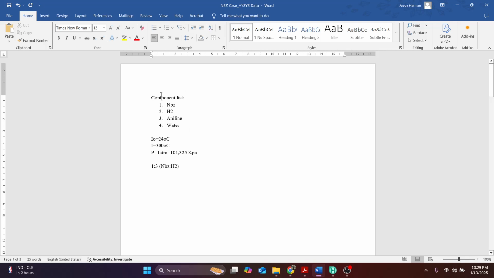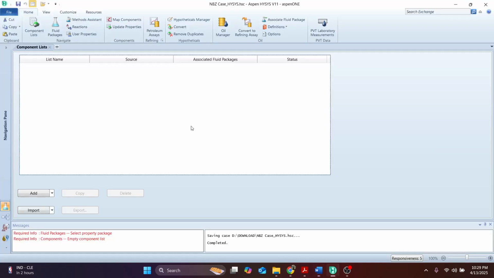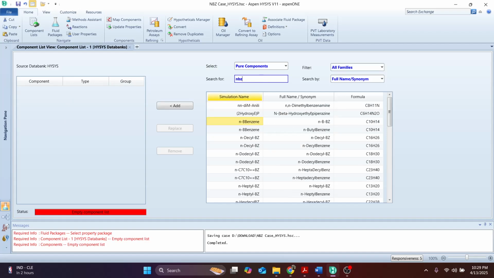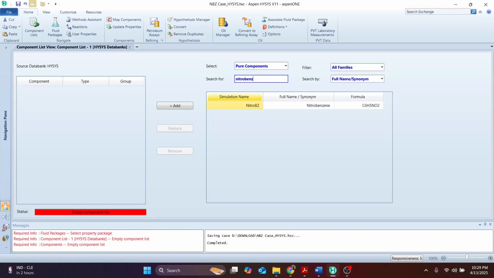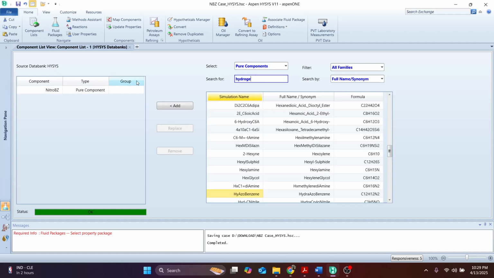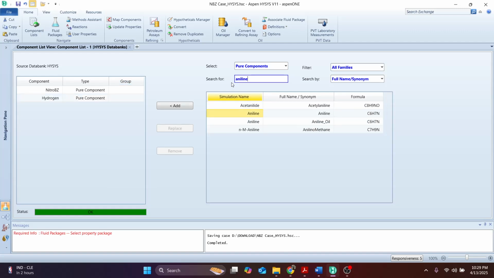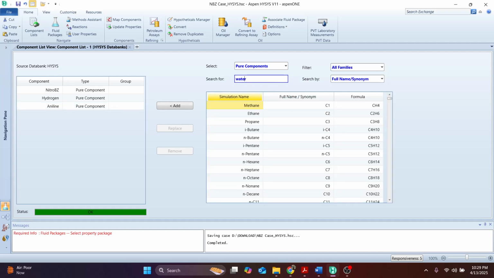Now we know the several basic facts. Let's move on to the simulation. We'll first add the component NBZ, nitrobenzene, and then the hydrogen, then the aniline, not the oil, the aniline, and then the water. Simple, it's done.